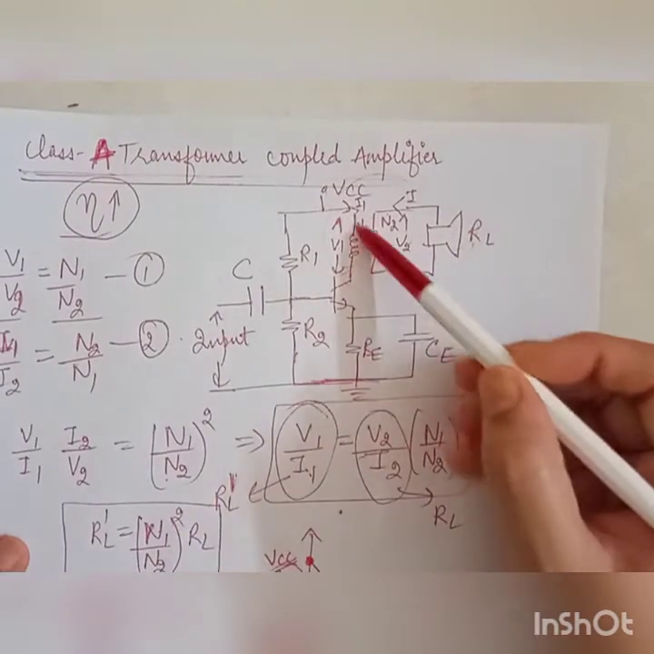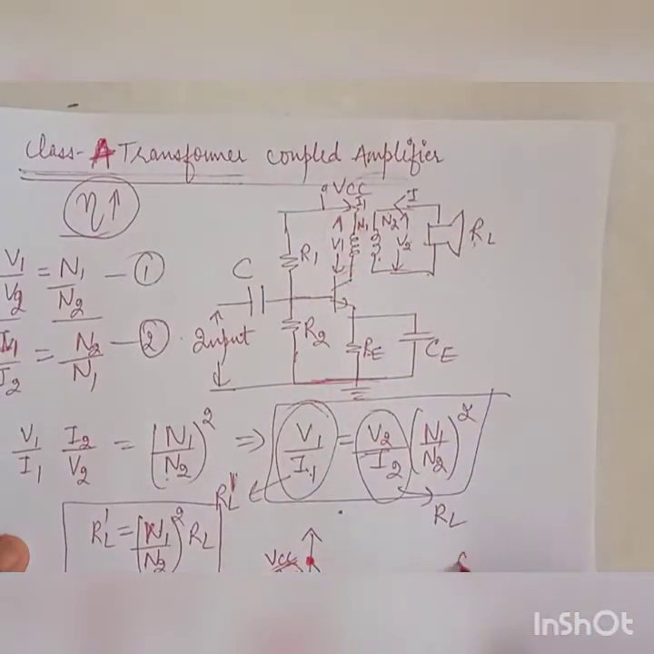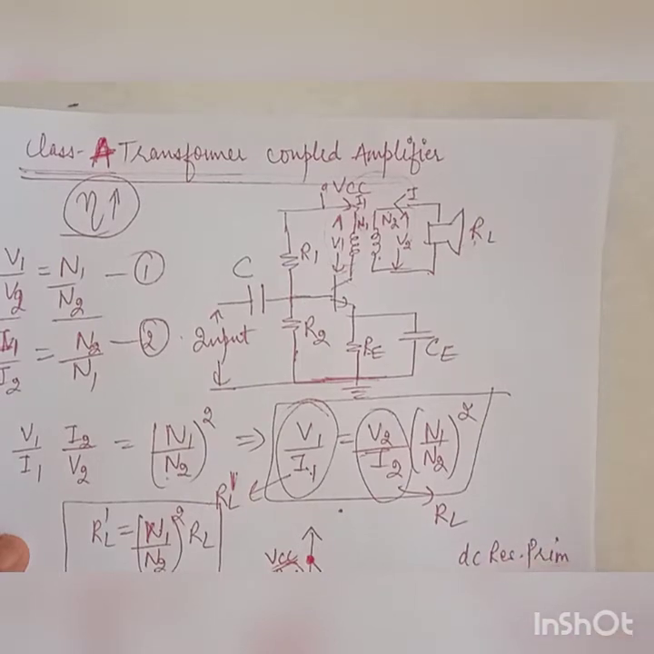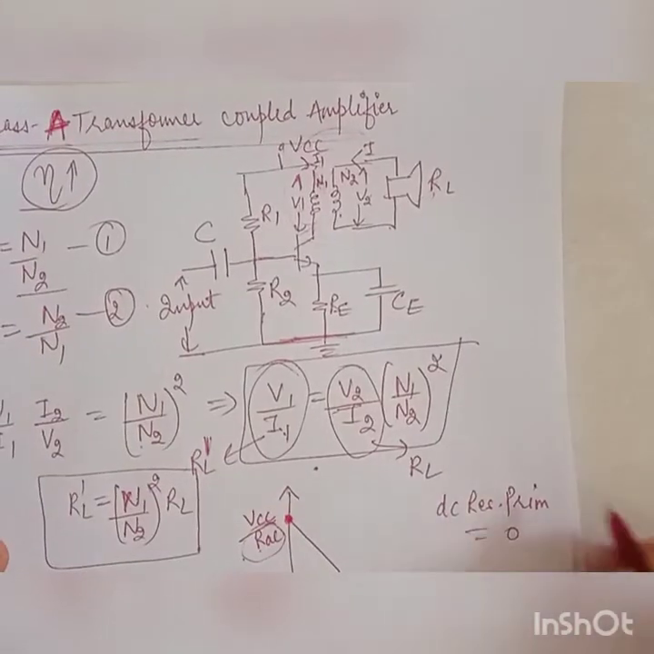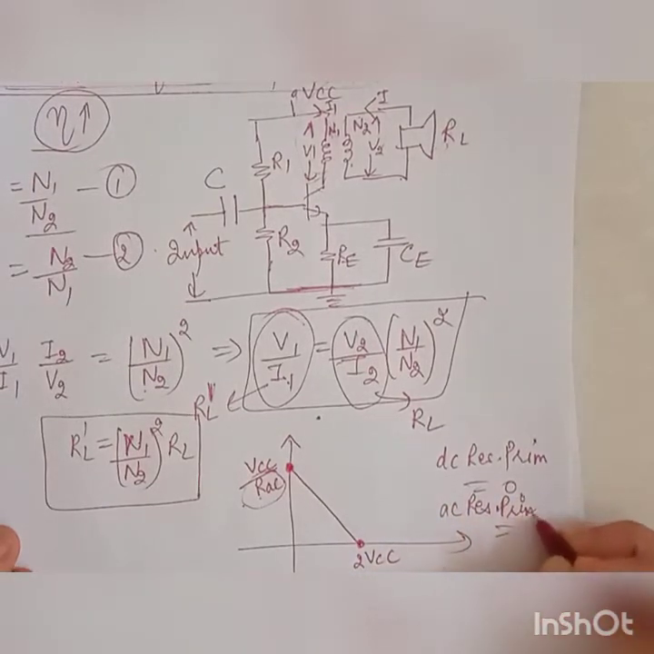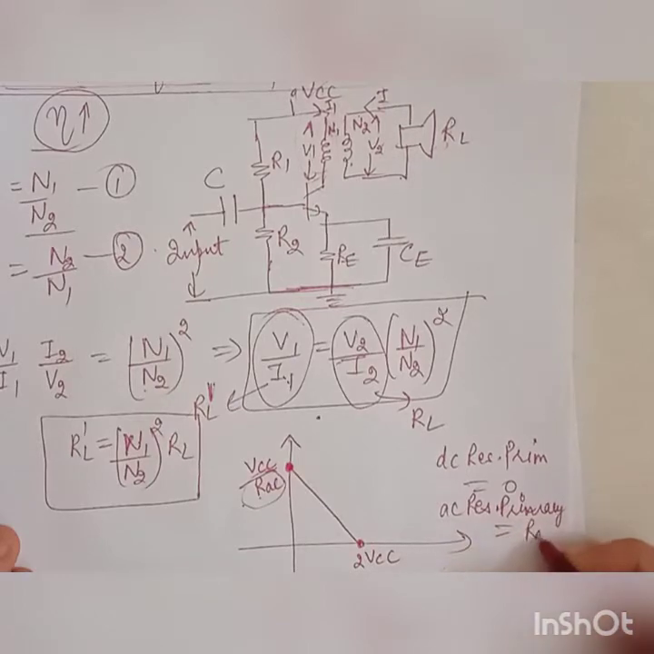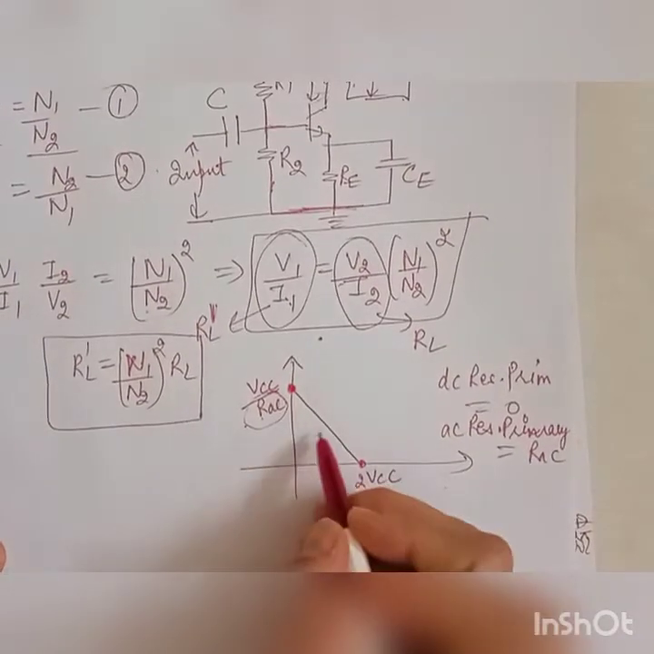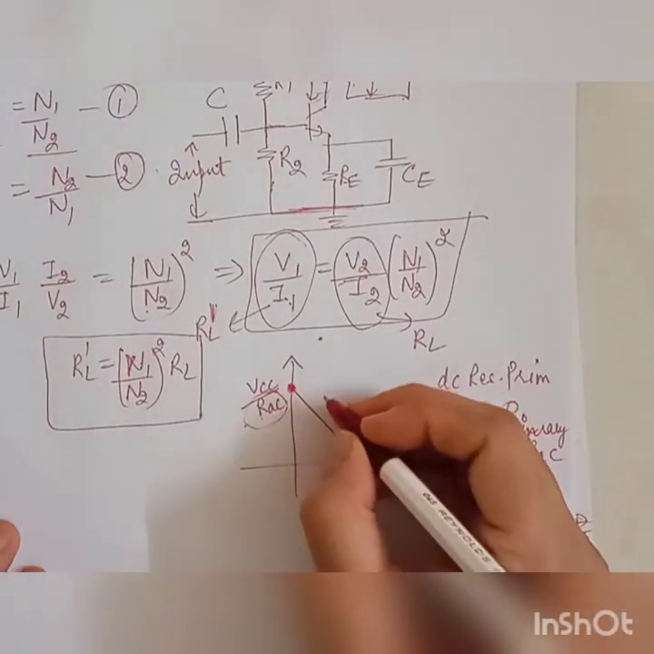So, we are assuming the DC resistance of this primary winding is nothing but 0, and the AC resistance of the primary winding is nothing but RAC, which gives VCC by RAC. So this is your AC load line. Now I will draw a DC load line.